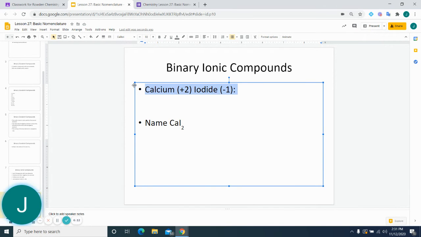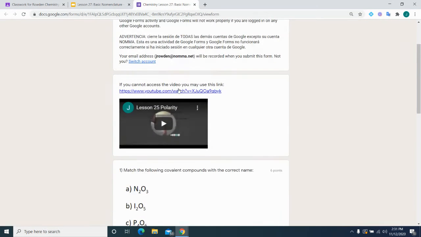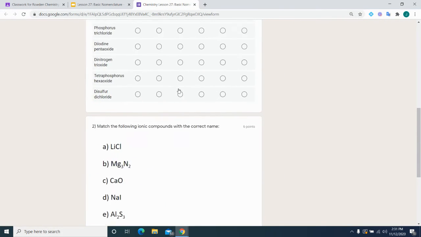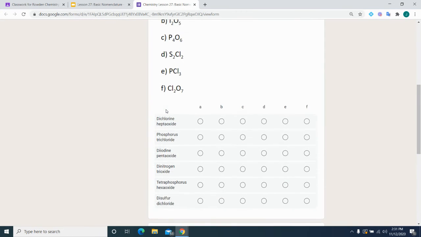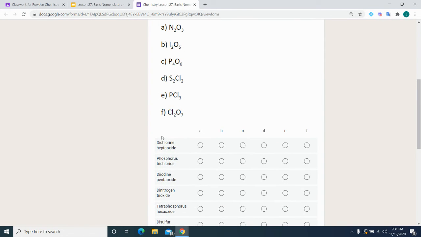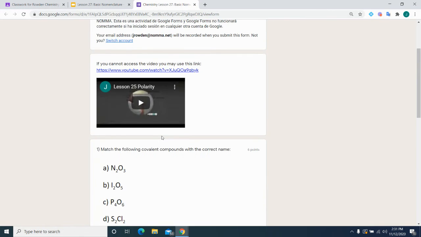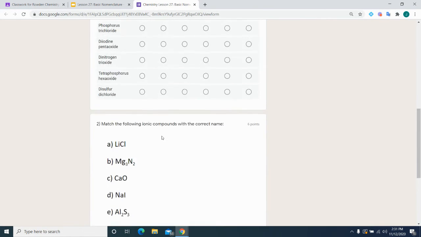So I think out of everything we're doing here, probably the hardest thing will be when you're given the name of an ionic compound, and then you need to come up with the formula. If you're given the formula and then you need to name it, that's actually, for ionic, the easiest. So let's look at the lesson. I want you to try to apply this. You're going to have the names and the formulas, and you're going to match them. This assignment, probably you'll find it pretty quick.